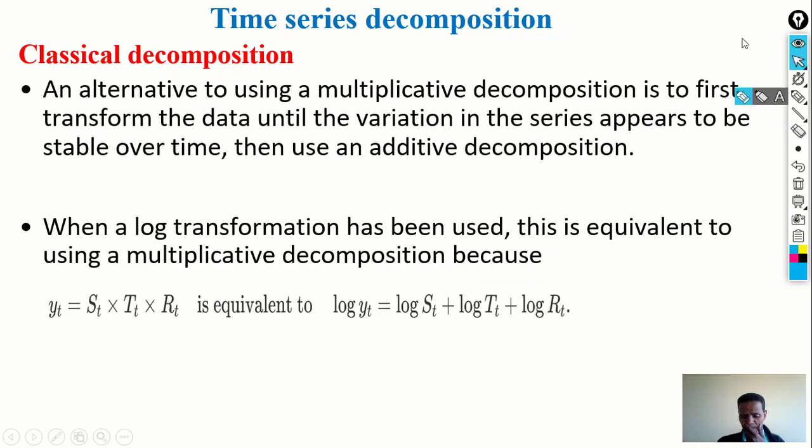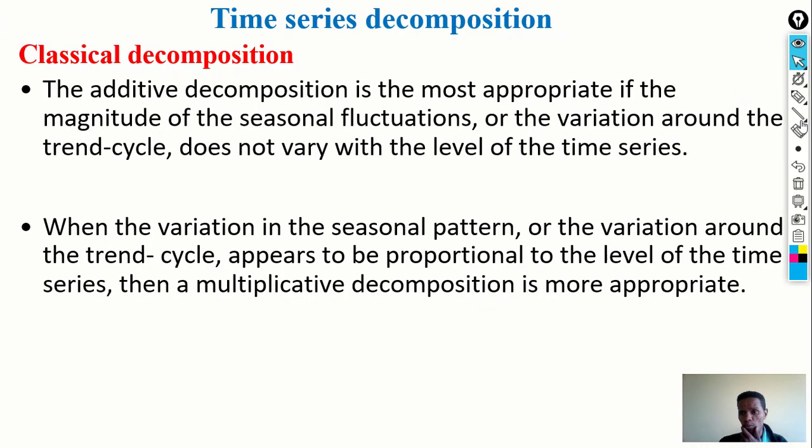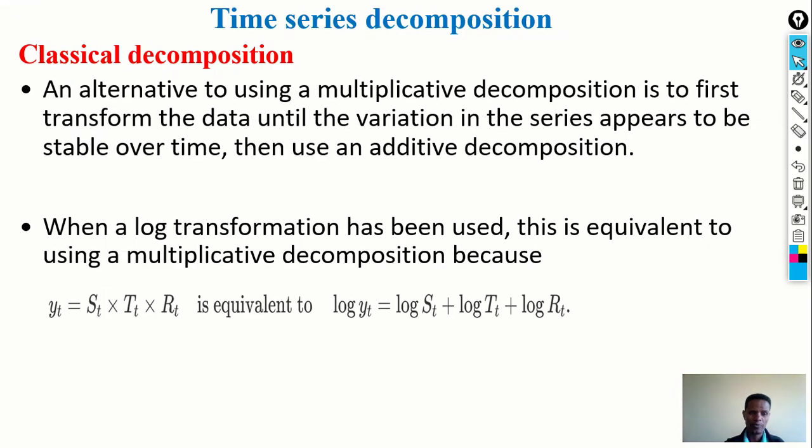So to use the additive decomposition method, the seasonal variation or the variation around the trend cycle should not vary over time. It should be constant. And to use a multiplicative decomposition method, the variation around the trend cycle or the seasonal variation should vary over a period of time. That should be proportional to the level of the time series. So in that case, we will use the multiplicative decomposition method.